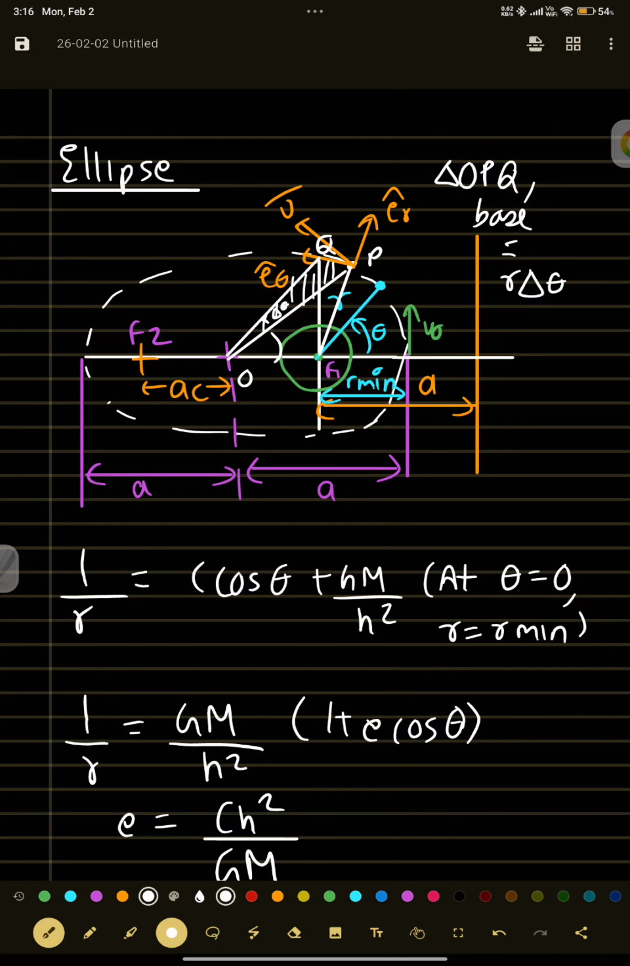Sir, the area that is swept, is it probably from the focus? The way I have drawn, it should always be from the focus.